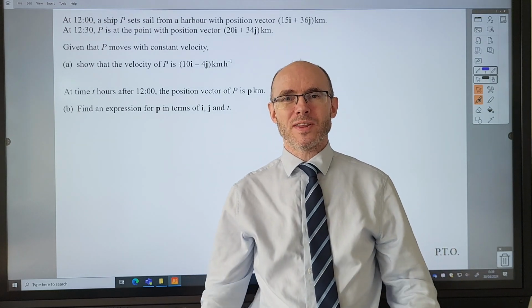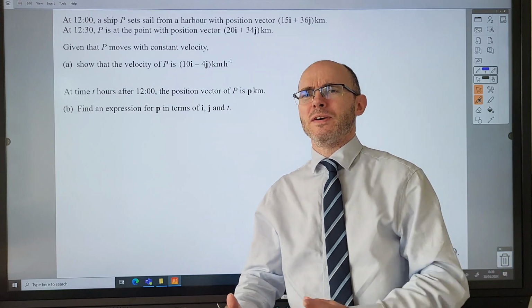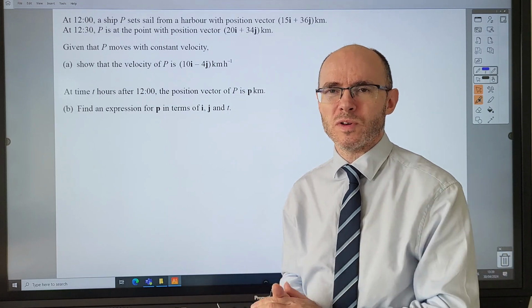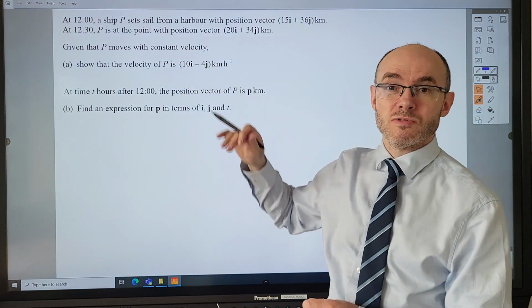Hi, it's time for another M1 question. This is a ships colliding question. I do love these. Not necessarily about ships colliding, but the actual scenario and what's involved. So it's vectors, and here's part A and B of the question. The rest of it is to follow.